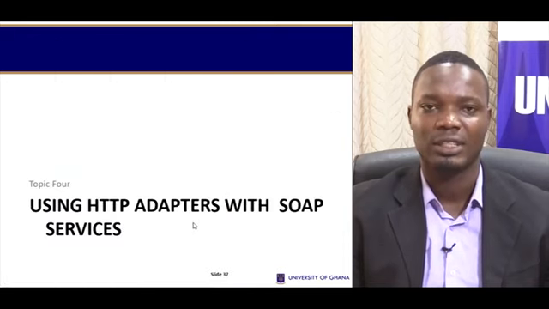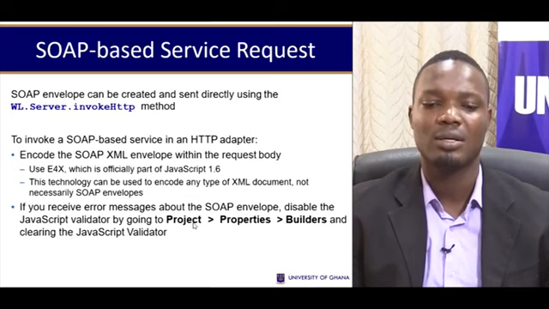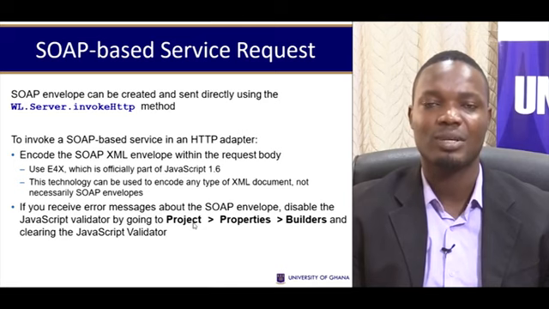Okay. We now want to look at how we would use the HTTP adapters with SOAP services. So the SOAP-based service would need to use a SOAP envelope, and it can be created and sent directly using the WL.Server.invokeHTTP method. To invoke a SOAP-based service in an HTTP adapter, you need to encode the SOAP XML envelope within the request body. And if you receive error messages about the SOAP envelope, you need to disable the JavaScript validator by going to Project, Properties, Builders, and clearing the JavaScript validator.